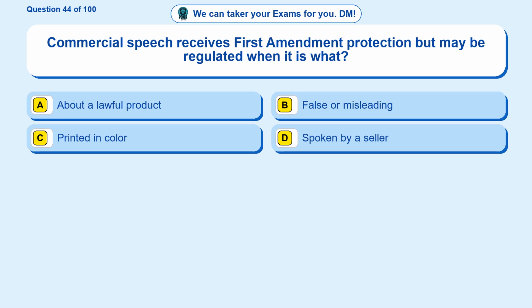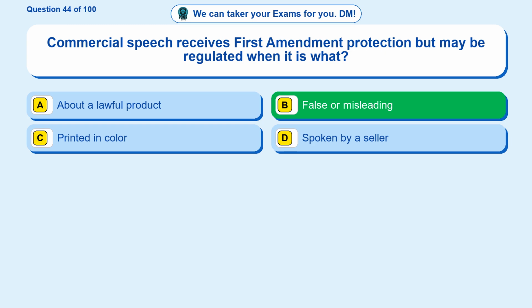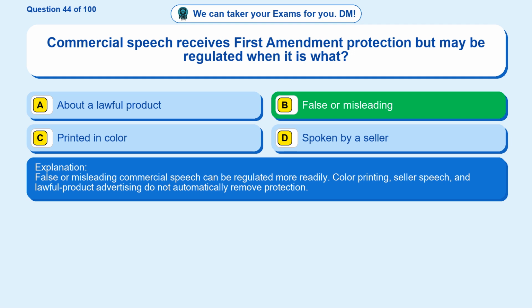Question 44. Commercial speech receives First Amendment protection but may be regulated when it is what? Option A, about a lawful product. Option B, false or misleading. Option C, printed in color. Option D, spoken by a seller. The correct answer is option B. False or misleading. False or misleading commercial speech can be regulated more readily. Color printing, seller speech, and lawful product advertising do not automatically remove protection.